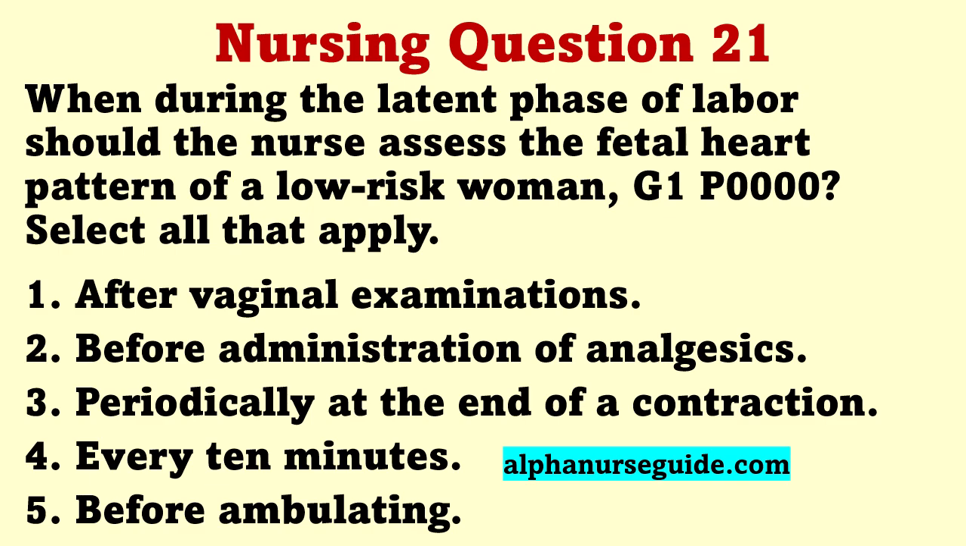The correct answers are 1. After vaginal examinations, 2. Before administration of analgesics, 3. Periodically at the end of a contraction, and 5. Before ambulating. The nurse should assess the fetal heart after all vaginal examinations. The nurse should assess the fetal heart before giving the mother any analgesics. The fetal heart should be assessed periodically at the end of a contraction. The fetal heart pattern should be assessed every hour during the latent phase of a low-risk labor. It is not standard protocol to assess every 10 minutes. The nurse should assess the fetal heart before the woman ambulates.